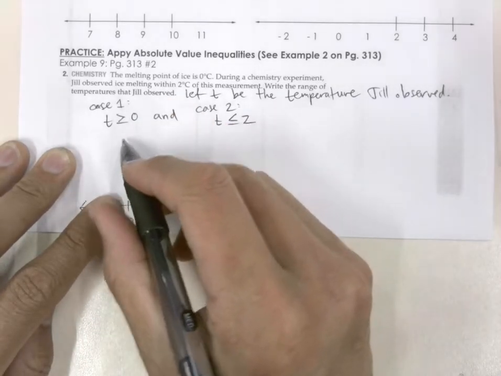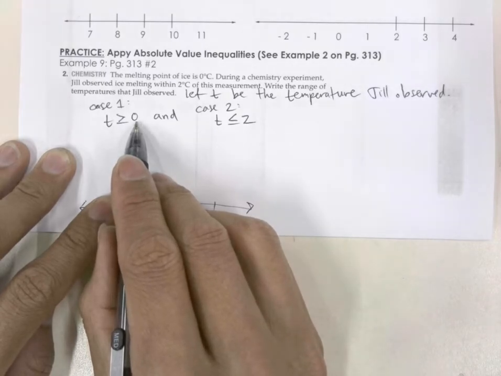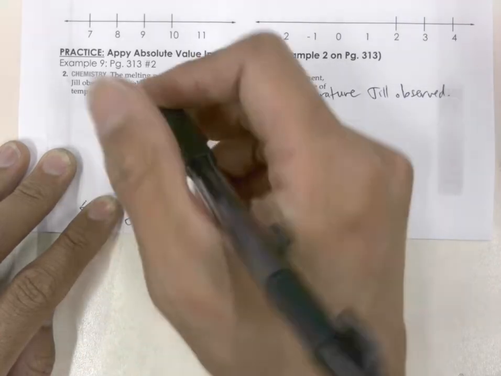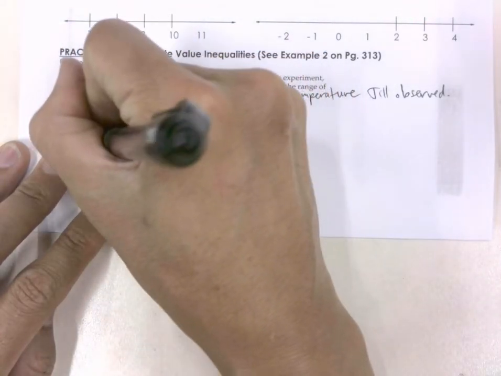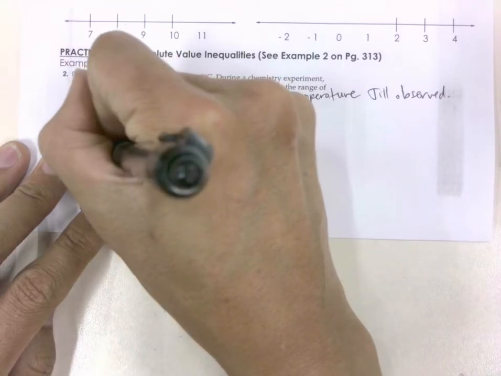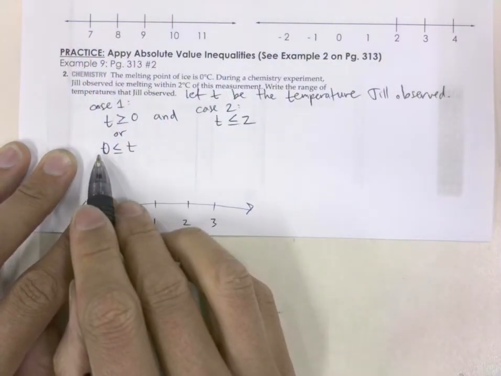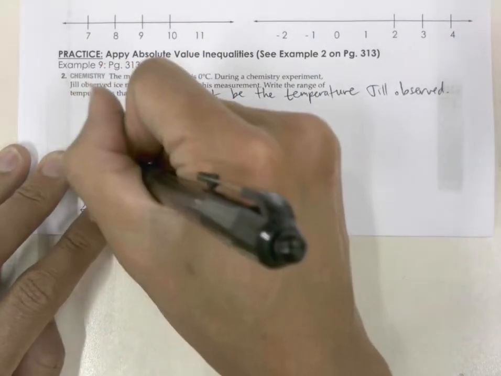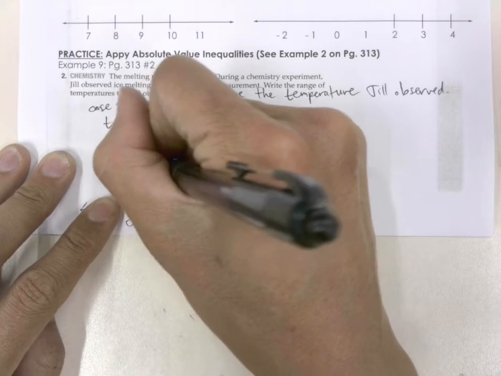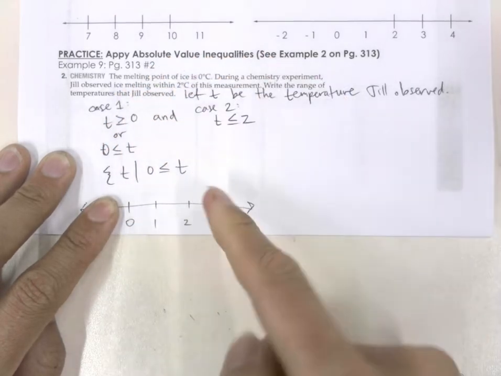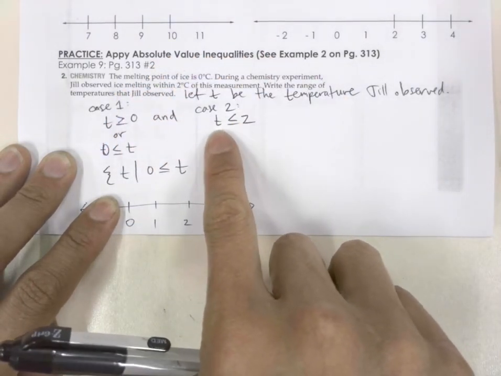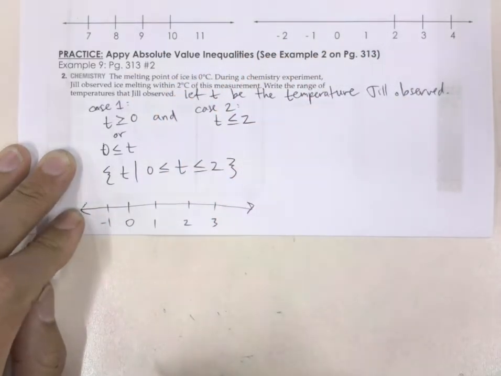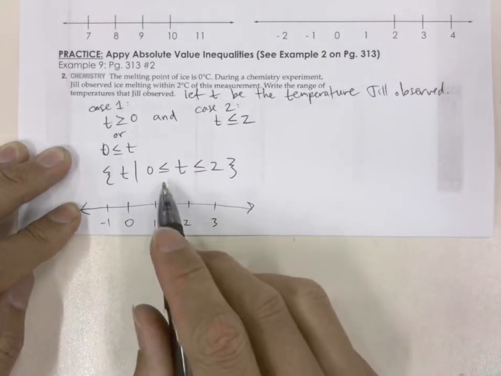Right? The way that would happen is we would find what's less than t. That's the 0 is less than t. Right? We can go ahead and write this case 1 as 0 is less than or equal to t. So our solutions to that would be curly brackets t such that 0 is less than or equal to t, and t is less than or equal to 2. Like so. And if we wanted to go ahead and graph it, we can do that.